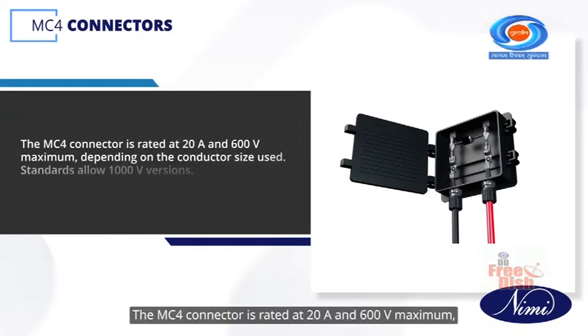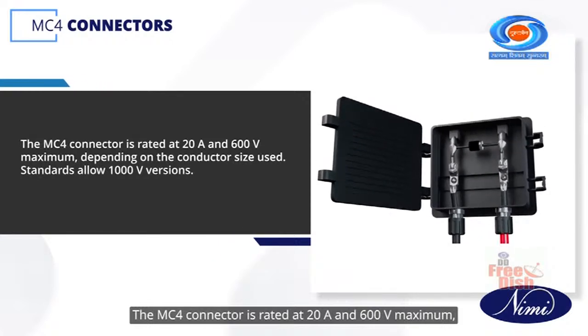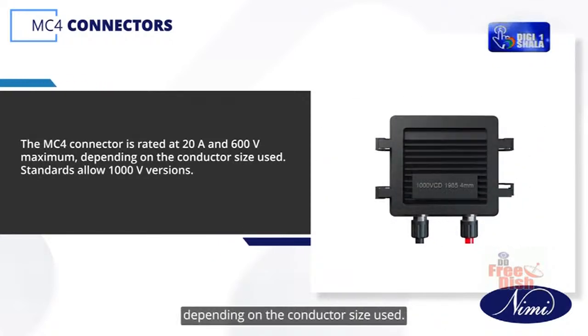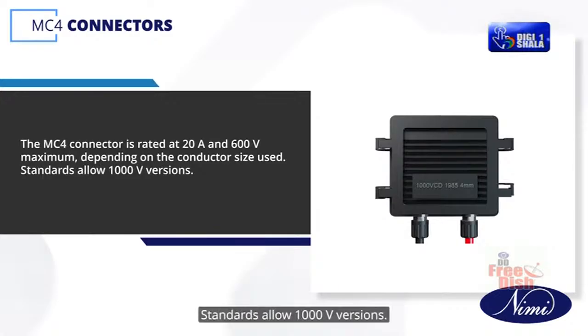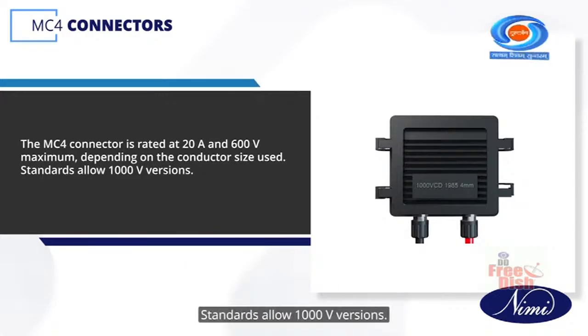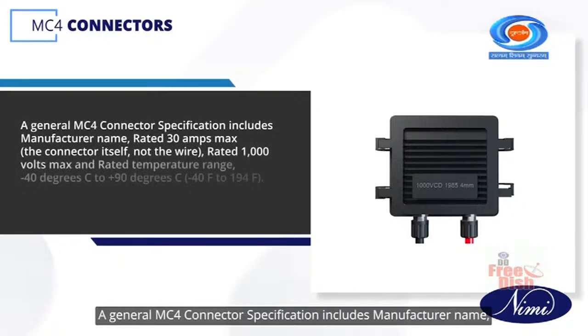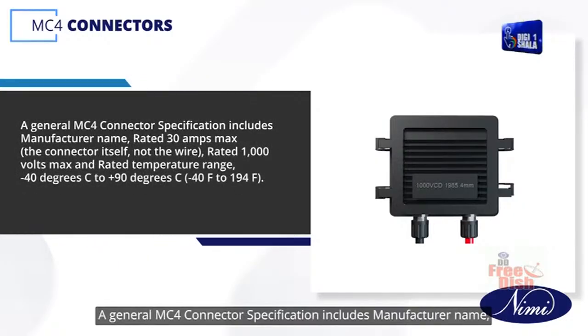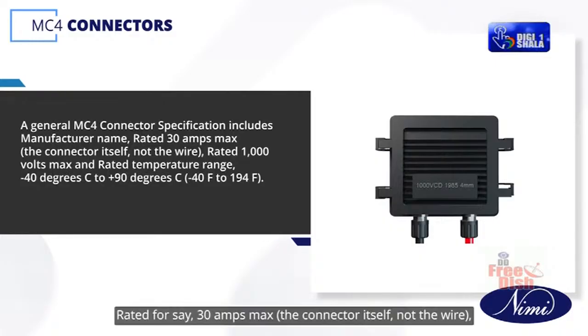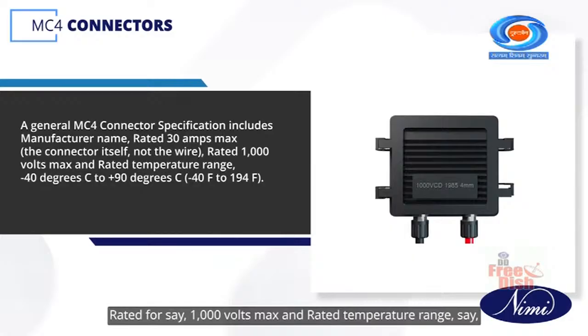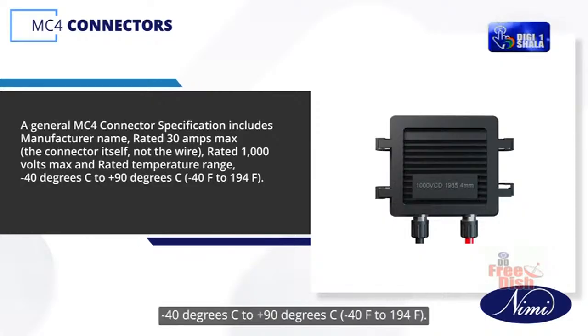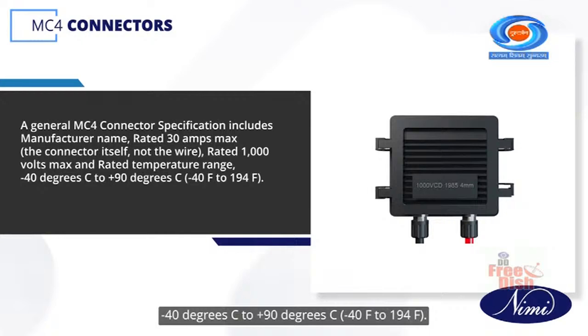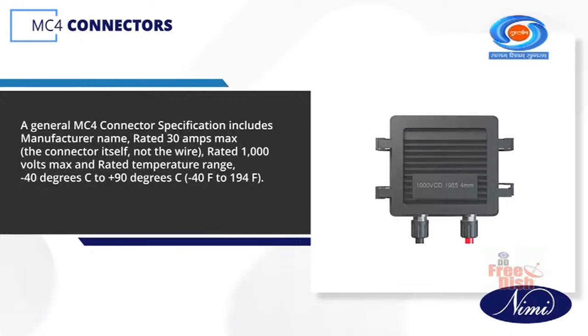The MC4 connector is rated at 20 amperes and 600 volts maximum, depending on the conductor size used. Standards allow 1000 volt versions. A general MC4 connector specification includes the manufacturer name, rated for say 30 amps max (the connector itself, not the wire), rated for say 1000 volts max, and a rated temperature range of say minus 40 degrees Celsius to plus 90 degrees Celsius, minus 40 Fahrenheit to 194 Fahrenheit.